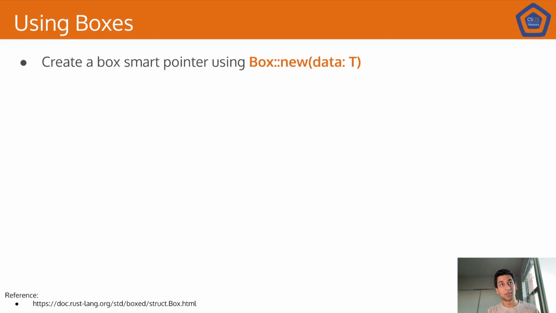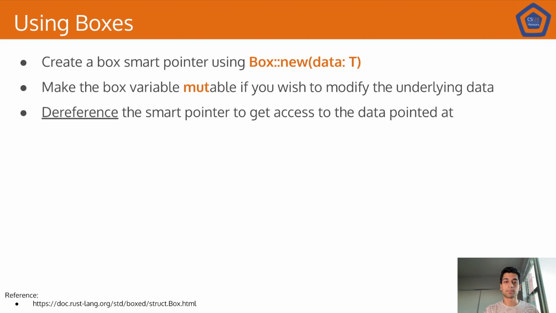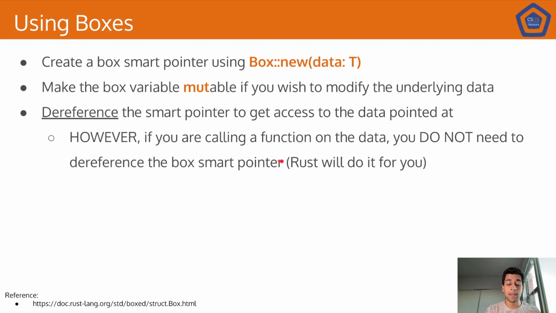Okay. So you'll create a box smart pointer using the Box::new syntax. You'll make the box variable mutable if you want to be able to modify the data that it points to. The box owns the data, so you've got to make it mutable for it to mutate the data that it contains. You'll dereference this box smart pointer to get access to the data it points to, similar to C++ and smart pointers there. However, if you're calling a function on the data, you do not need to dereference the box. Rust will do it for you.